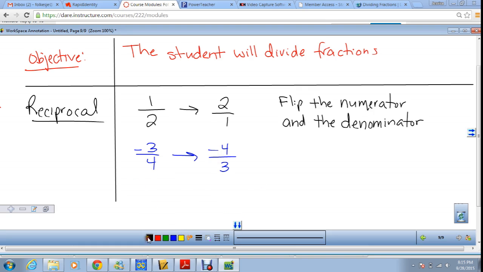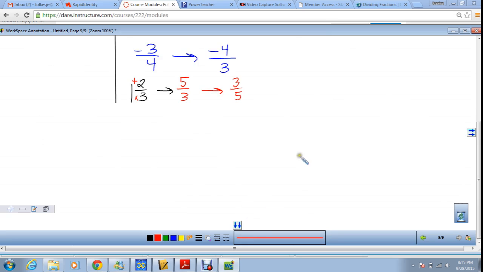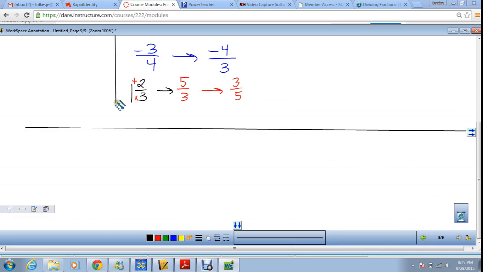Also, if I give you 1 2/3, you first have to change it to an improper fraction, so you have to do your times plus. 1 times 3 is 3 plus 2 is 5. Then you have to flip it. So if you have a mixed number, change it to an improper fraction and then flip it to find the reciprocal.